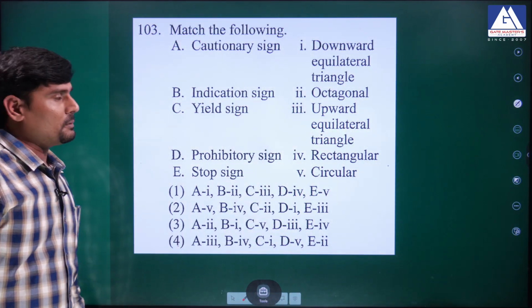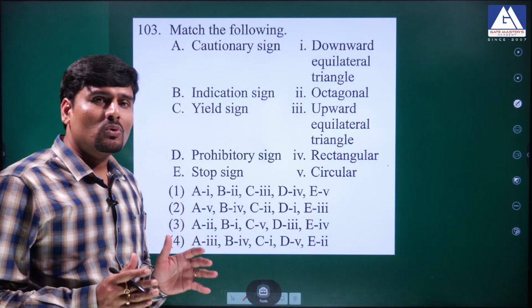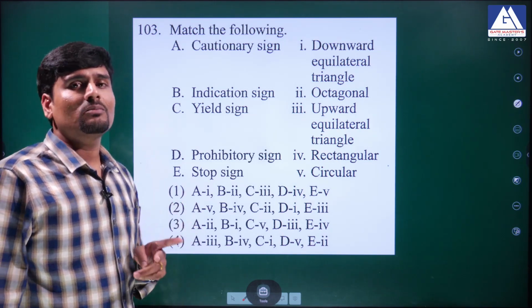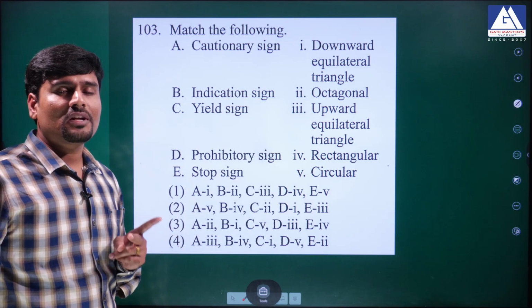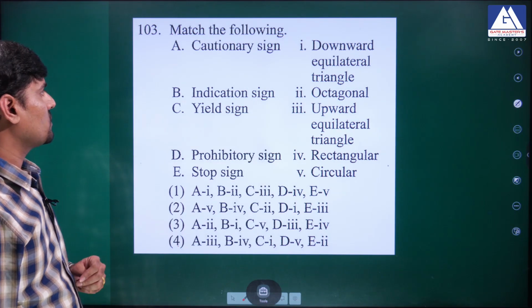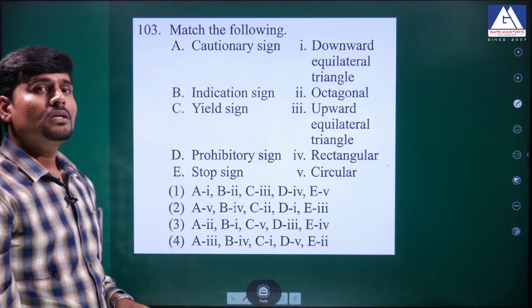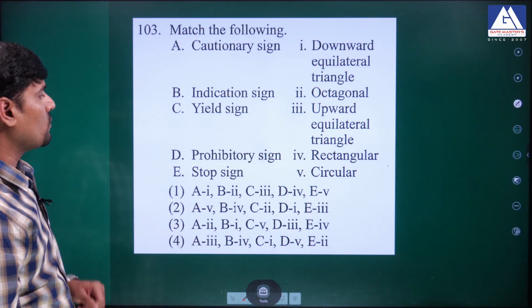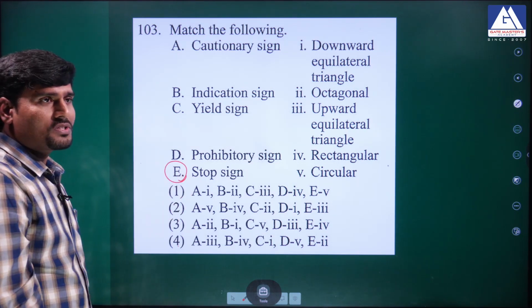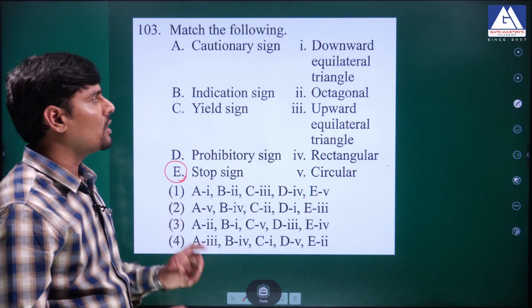Match the following. Question number 103. See here, there are different signboards that we use on the highways. One is mandatory signboard, the second one is cautionary signboard, the third one is informatory or guiding signboards. Do not confuse with all this matter. What we have to look at is two fundamental things. The very first, very common thing that we observe on the road sections or on our streets is the stop sign. Stop sign is always octagonal.